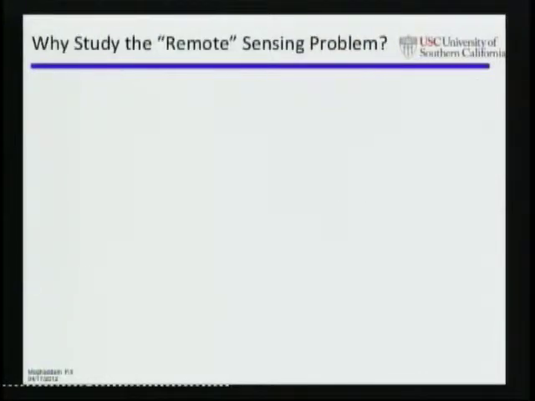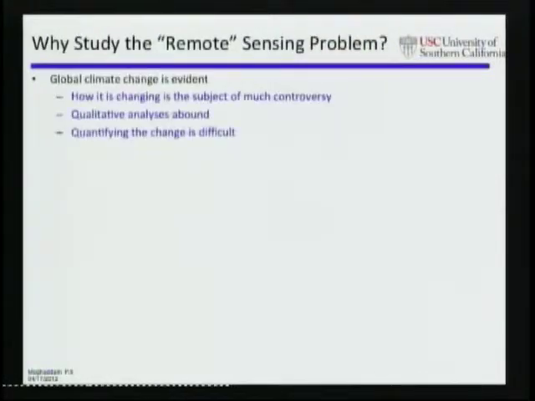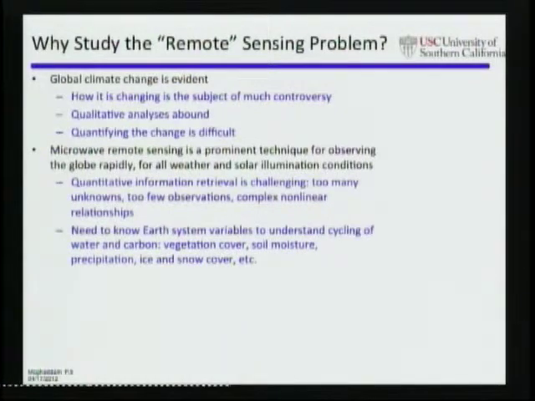Okay. All right, now why do we want to study the remote sensing problem? Should be probably very clear to you, but let me just say a few things about why we want to do this from an environmental perspective. Global climate change, some would argue, is very evident, but how it's changing or quantifying it is very controversial. So I don't think anyone agrees on how it's changing, but you might agree it's changing, but we don't know how, which direction, how much. Okay, so we have a lot of qualitative analyses, but it's been very hard to put numbers on these changes. And our role as engineers and scientists is really to help people quantify that. And radar remote sensing is one of the ways in which we can do that.